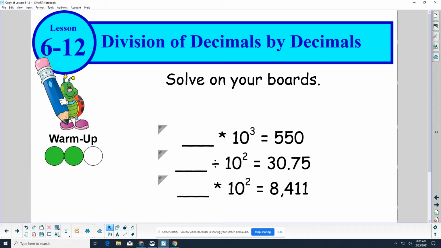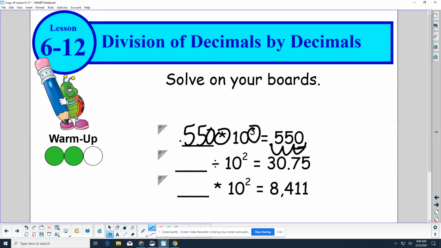Okay, hopefully you've had a chance to look at these now and try them. So they're a little bit trickier. So I see I'm multiplying by 10 to the third. I only see 1 zero, so I know that I had to have had a decimal in there somewhere. And I know when I multiply by powers of 10, I go to the right. So 1, 2, 3. So I would have started with 55 hundredths or 550 thousandths.